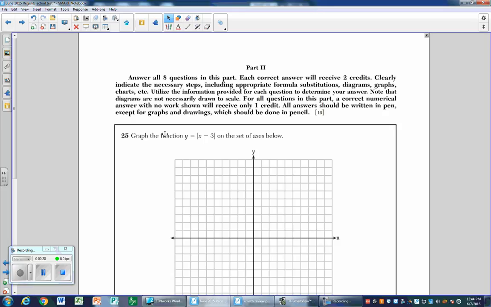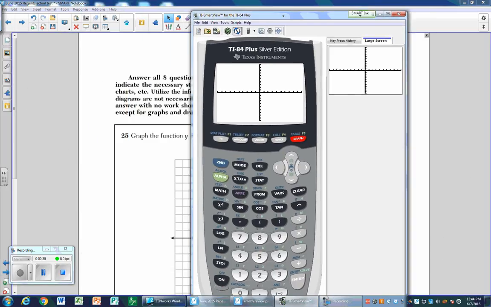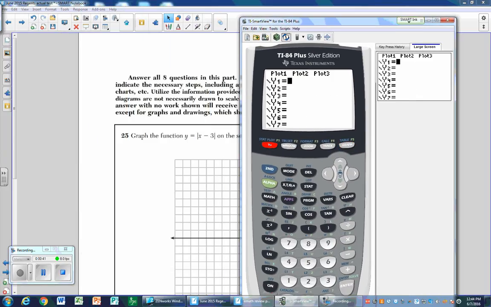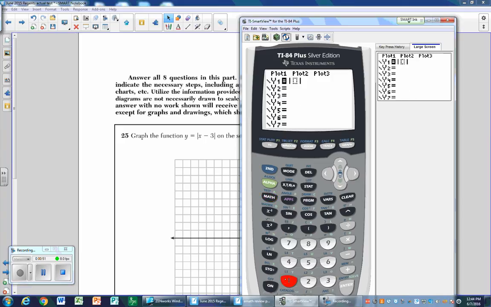Graph the function y equals the absolute value of x minus 3 on the set of axes below. Okay, well, you could pick my favorite numbers, or you could grab your graphing calculator and hit y equals the absolute value. Well, that's the math button. Right arrow to numbers, choice 1, absolute value. And it says type in the x minus 3.